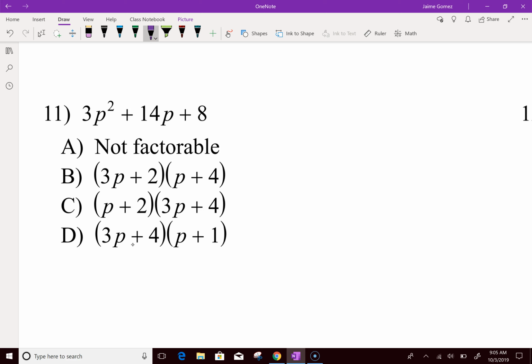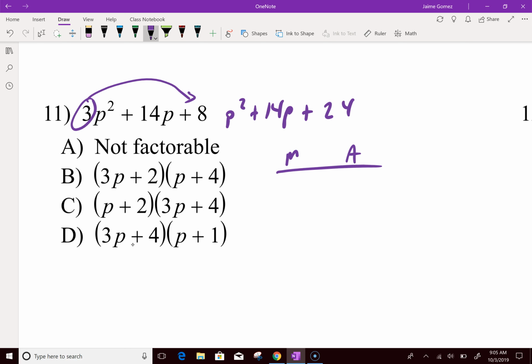Well, I can't factor out anything because 3 doesn't go into 10 or 8, so then you just multiply the 3 times the last number and start working. p squared plus 10p, and 3 times 8 gives us 24. Multiply and add. The multiply would be 24. The add would be 10.